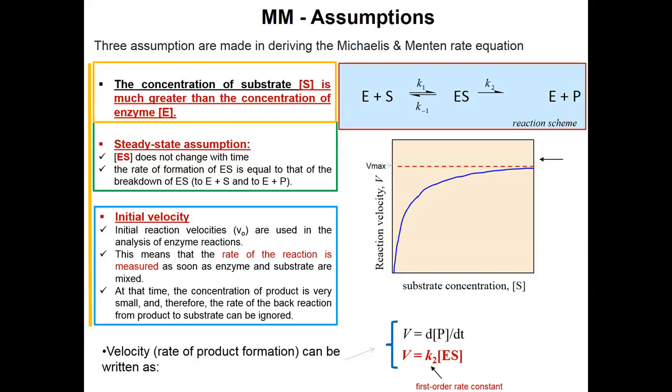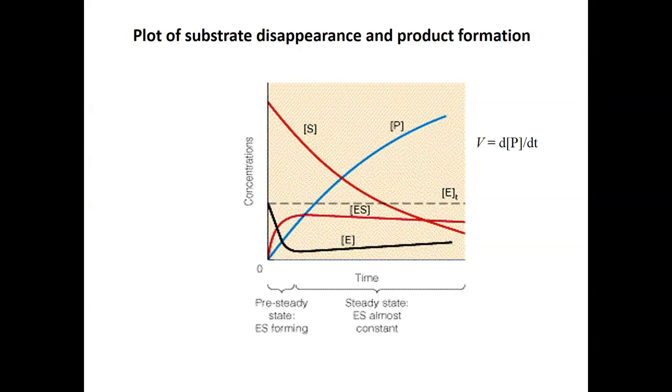So keep this in mind. Especially the one in red is important, okay? So the velocity depends on K2 and the ES complex. All right, everything I say is summarized in this, to give you a little bit of an idea.